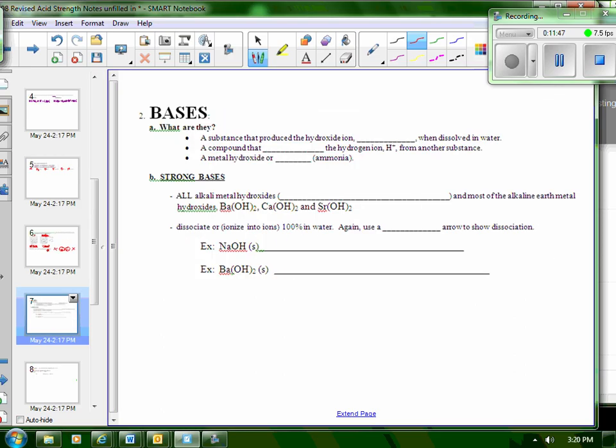All right, so the last topic, bases. Well, if you understand acids, bases are super easy. So what are they? Acids are all about H+. Bases are a substance that produces a hydroxide ion, so they're all about OH-. Acids donate the hydrogen ion, so guess what bases do? They accept the hydrogen ion from another substance.